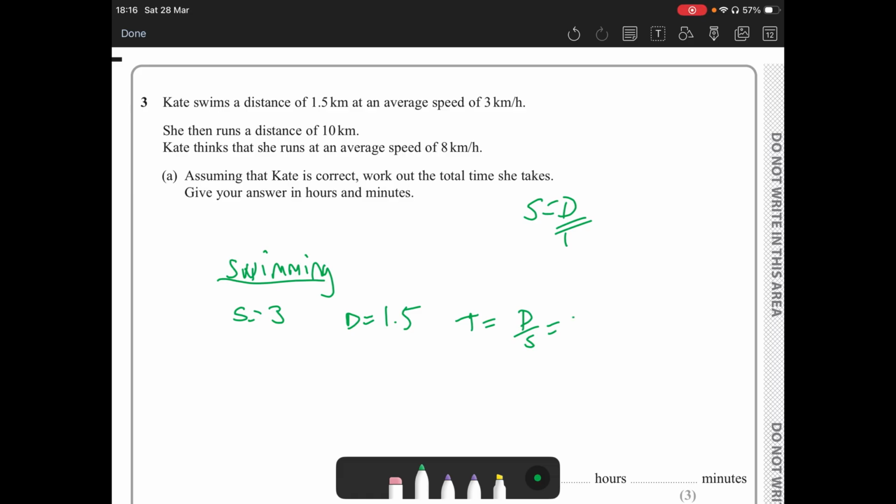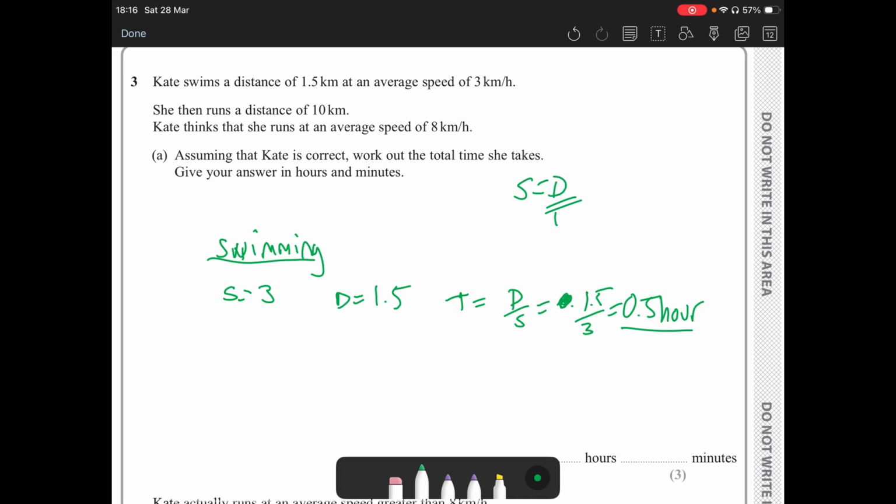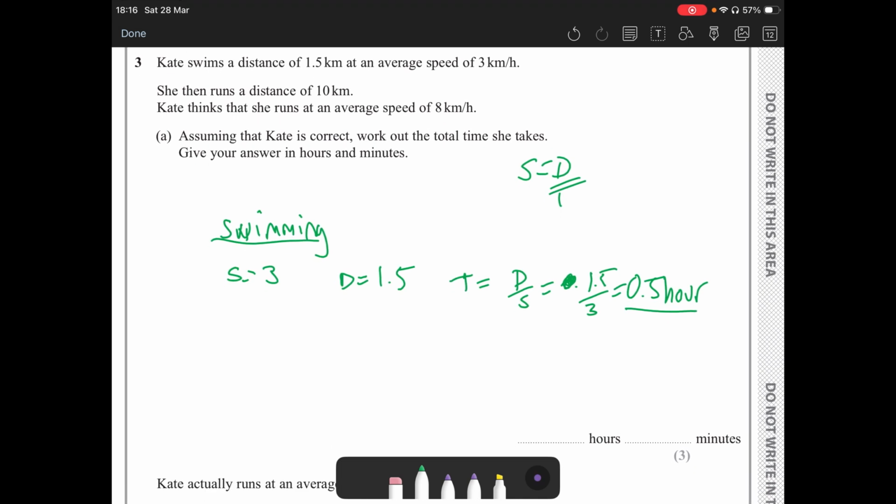30 minutes, or half an hour. 1.5 over 3, you don't even need a calculator here. 0.5, unit being hour, so half an hour or 30 minutes. So that's the swimming part. The other part is obviously the bit where she runs.